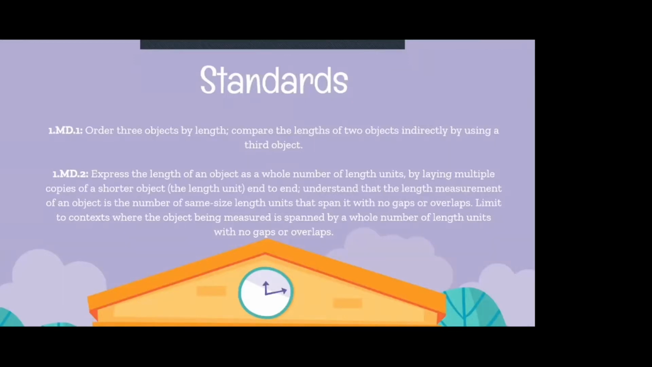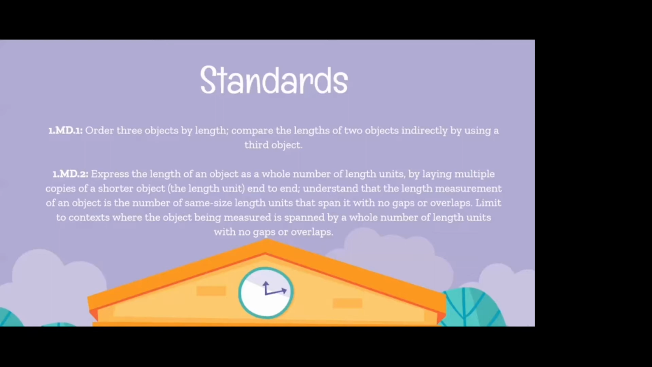The first one is order 3 objects by length. Compare the lengths of 2 objects indirectly by using a third object. We've used this one before, but we're going to tie it into this next one too. Let's listen. Express the length of an object as a whole number of length units by laying multiple copies of a shorter object end to end. Understand that the length measurement of an object is the number of the same size length unit that it spans with no gaps or overlaps. Limit to contexts where the object being measured is spanned by a whole number of length units with no gaps and overlaps.